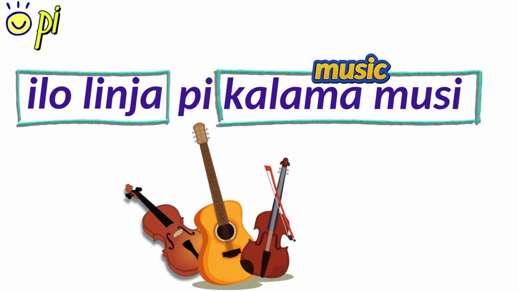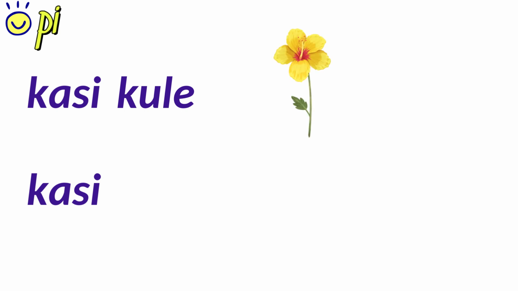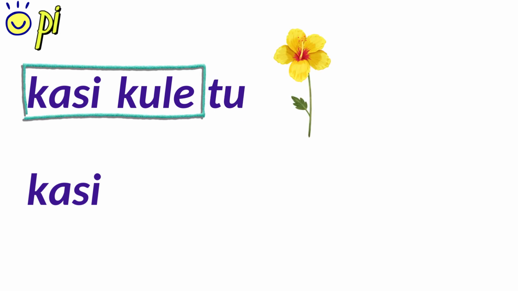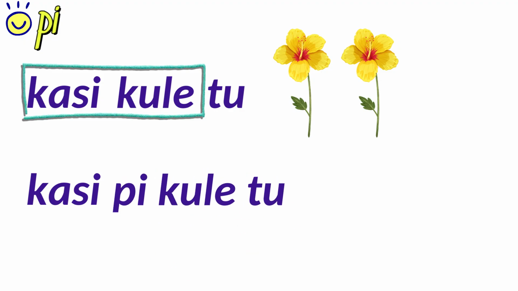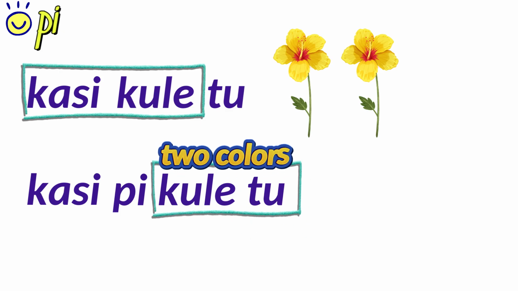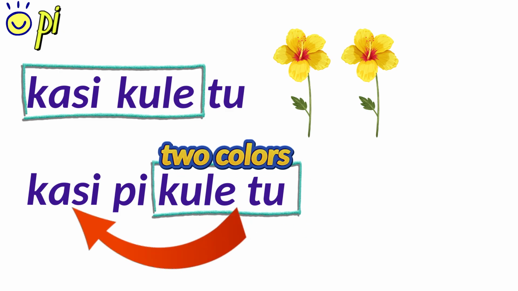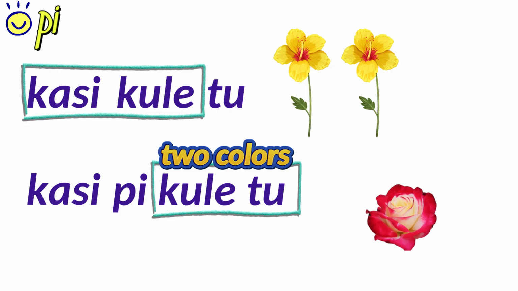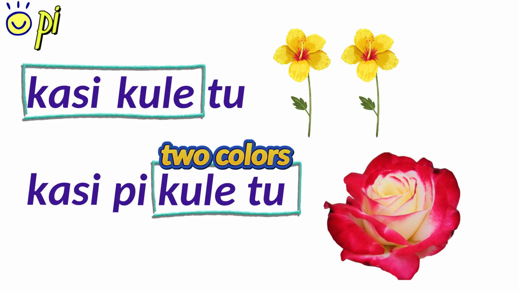Pi is important because without it, each word is treated as a separate, independent modifier that can completely change the meaning of the phrase. Let's look at an example. Kasi means plant. Kasicule is a colorful plant, typically refers to a flower. Kasicule tu simply means two flowers. Let's see how things change when we use pi. In this case, cule tu is treated as a single idea, two colors, and it modifies kasi as a group. This can refer to plants that stand out for having two distinct colors, like the Double Delight rose, which has a beautiful combination of red and yellow.